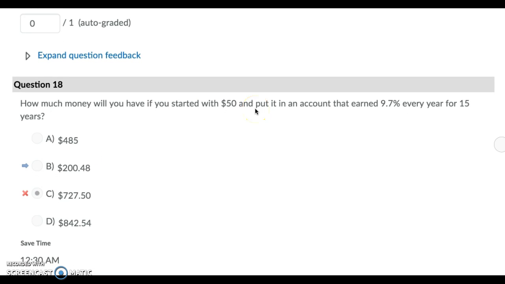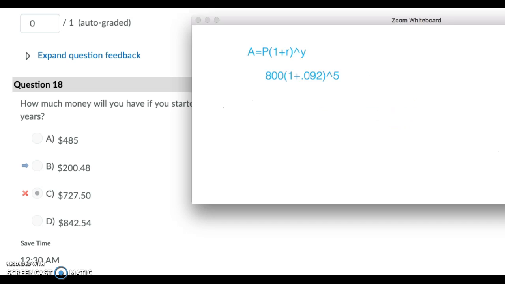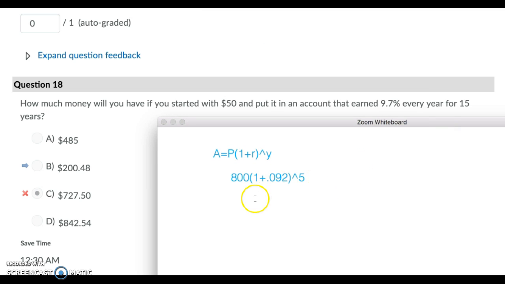How much money will you have if you start with $50 and earn 9.7 every year for 15 years? So I'm going to do the same thing here, only my principal is 50 times 1 plus, again changing it to a decimal, 0.097. But this one is raised to the 15th power.